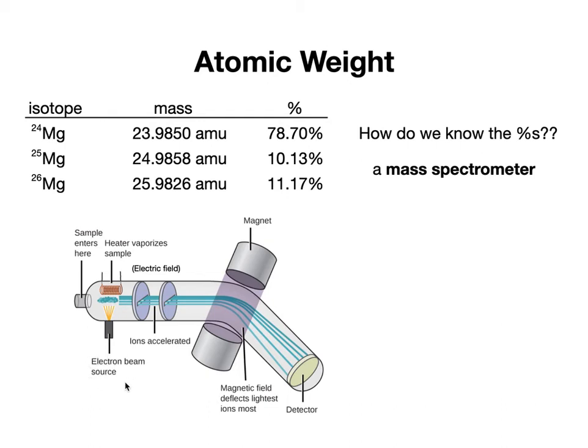You've got some way of creating ions. You've got an electric field. You've got a magnetic field. You've got a detector, okay? So what you do is this. Let's take the example that we have here, magnesium.